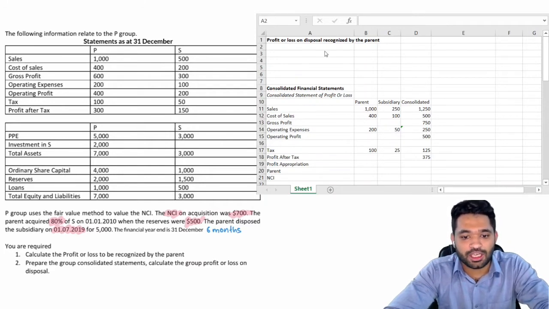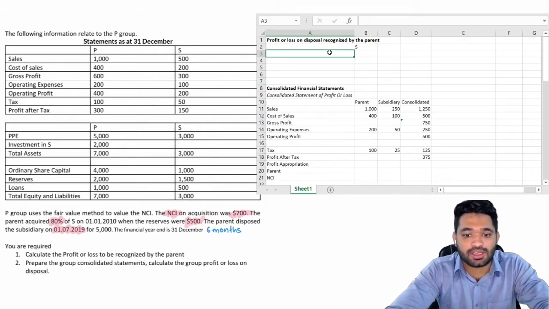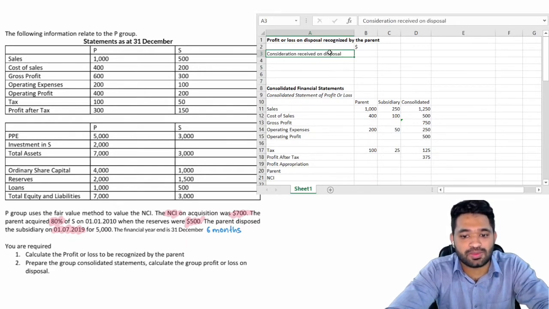I start by looking at the profit or loss on disposal to be recognized by the parent. So there's a standard pro forma that needs to be looked into. So first you have the consideration received on disposal. Then next you have the cost of the investment in the subsidiary.